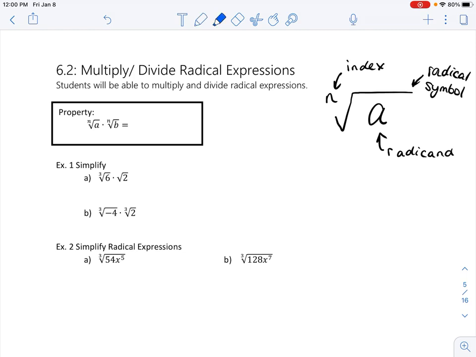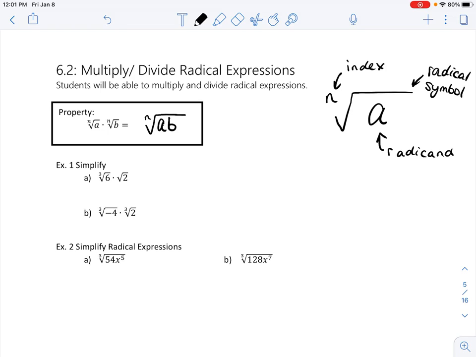So, our multiplication property when multiplying radical expressions means that we need to have the indexes be the same thing. In this general form, they're both n. That means they're the same number. And then you can multiply the numbers underneath the radical symbol together. The radicands can just be multiplied, so you have a times b all within that radical symbol, okay?